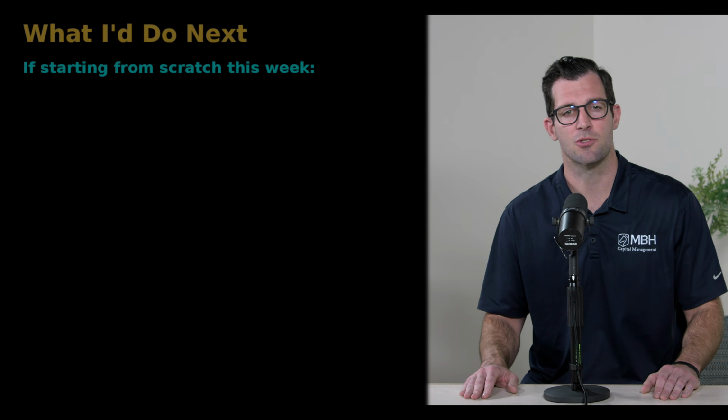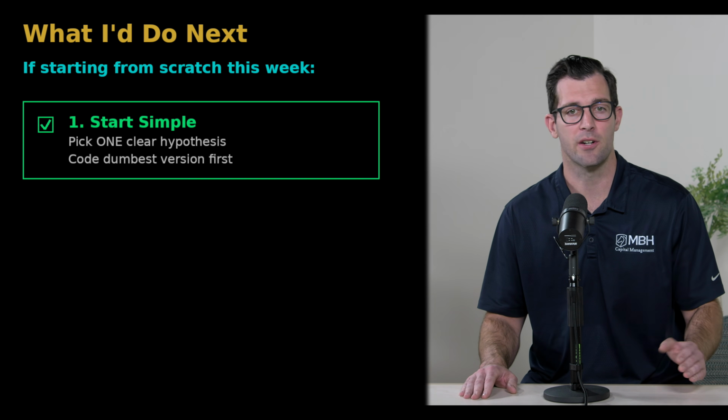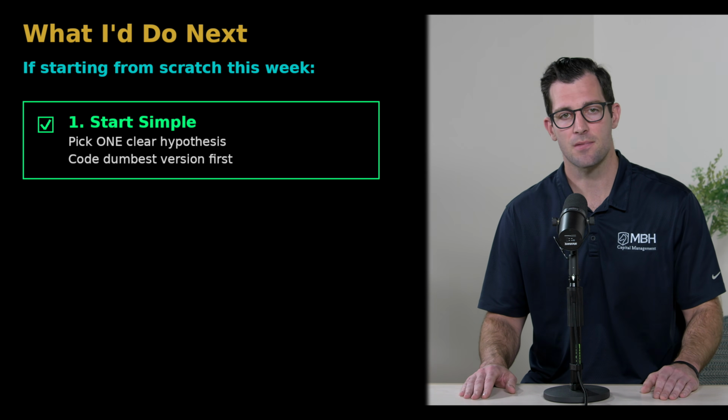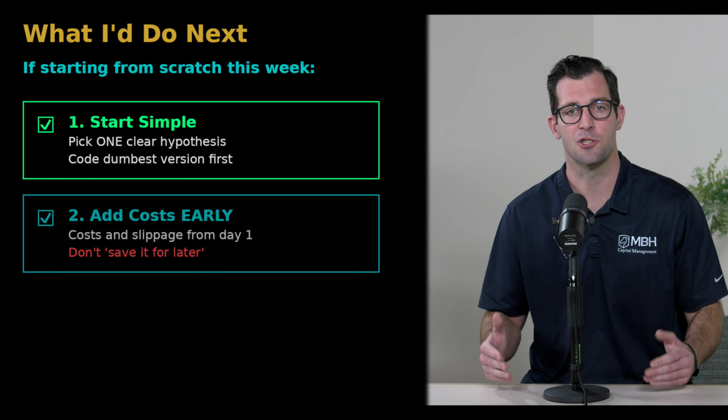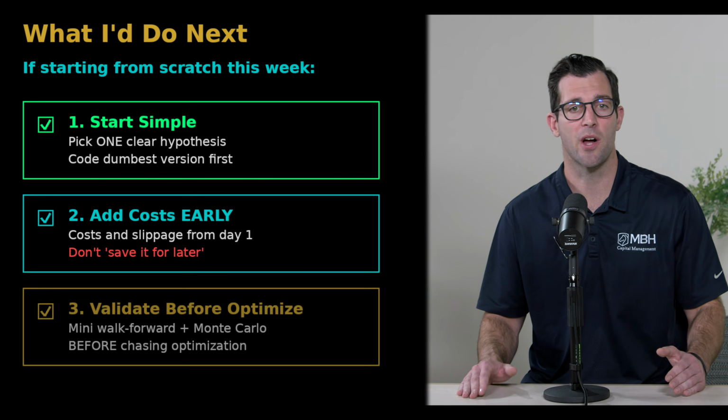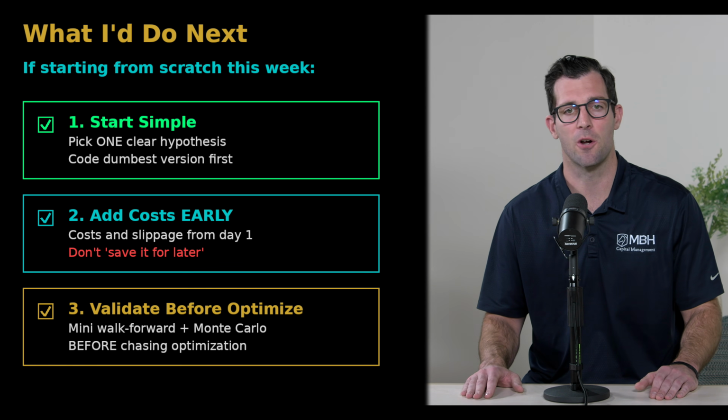If I were starting from scratch this week, I'd pick one clear hypothesis and code the dumbest possible version of that first. Then I would add cost, slippage, commissions, and fees early. Don't save it for later. Then I would run a mini walk forward and Monte Carlo analysis before I chase any optimization.